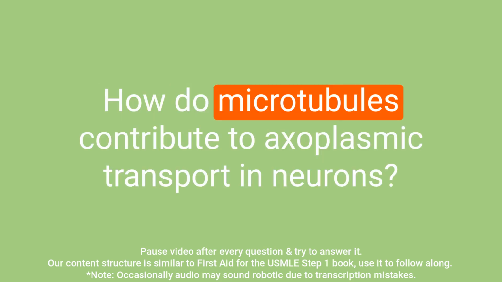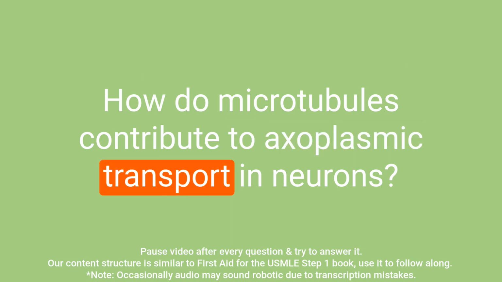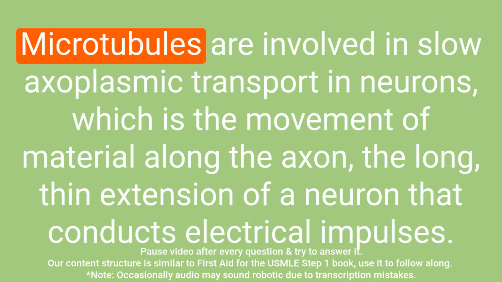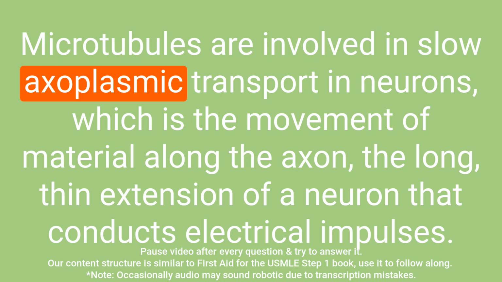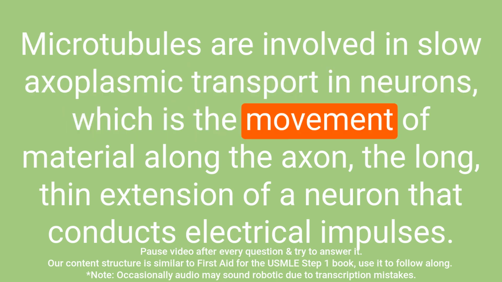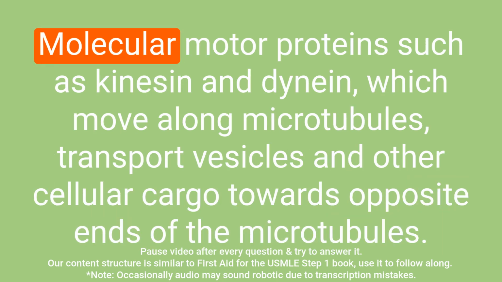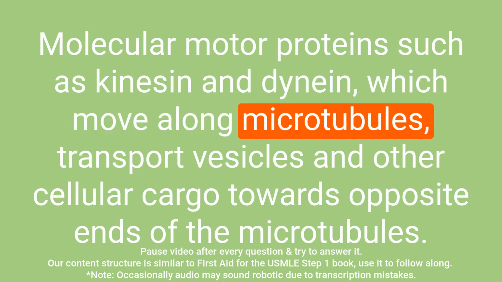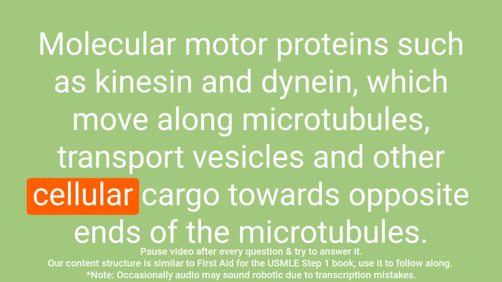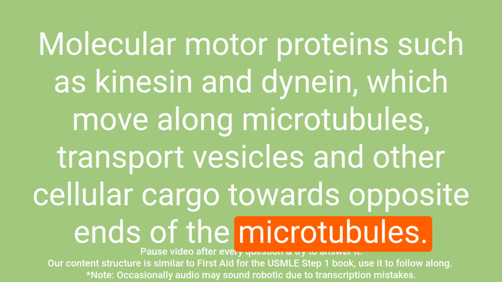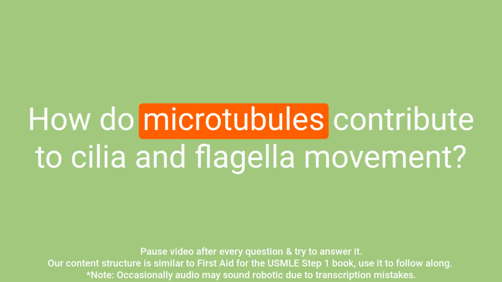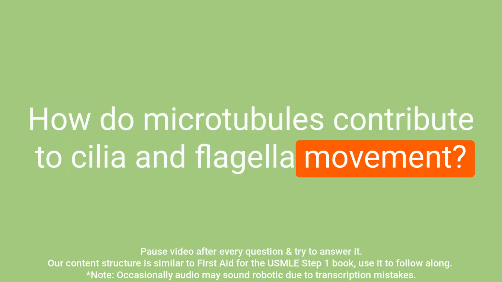Question: how do microtubules contribute to axoplasmic transport in neurons? Answer: microtubules are involved in slow axoplasmic transport in neurons, which is the movement of material along the axon, the long, thin extension of a neuron that conducts electrical impulses. Molecular motor proteins such as kinesin and dynein, which move along microtubules, transport vesicles and other cellular cargo towards opposite ends of the microtubules.